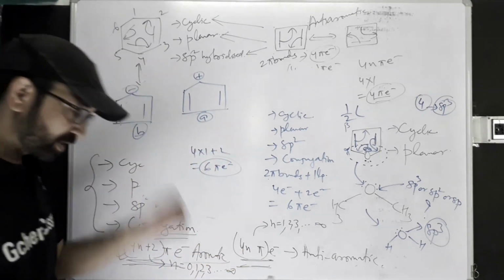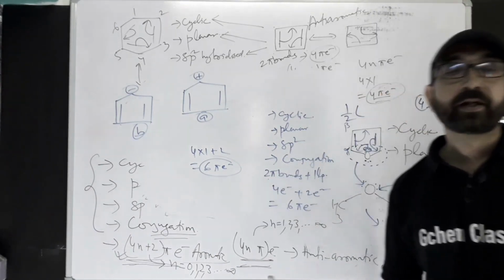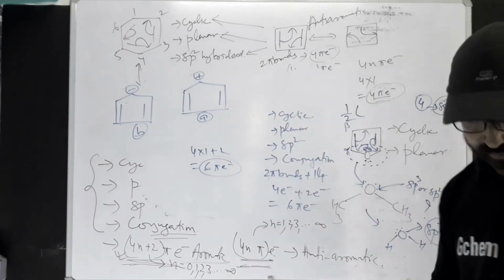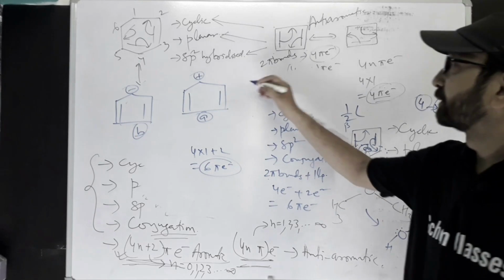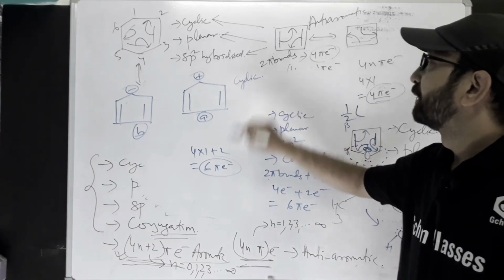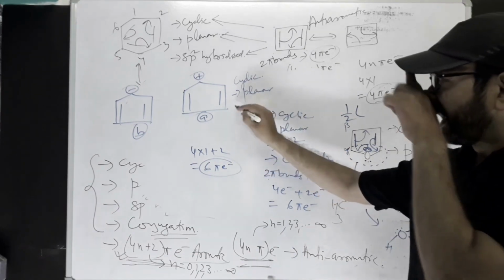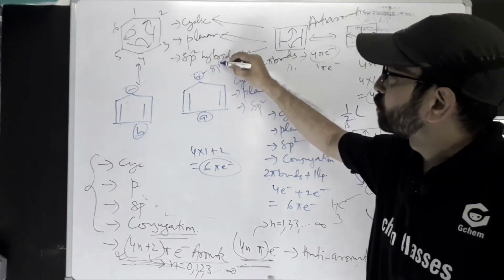So A and B, just tell me whether A is aromatic or anti-aromatic, and whether B is aromatic or anti-aromatic. How are you going to find it out? First you have to see whether it is cyclic. Yes, this one is cyclic. Second, whether it is planar. Yes, it is planar. Third, whether all are sp2. Yes, all are sp2, because this is also an sp2 carbocation.